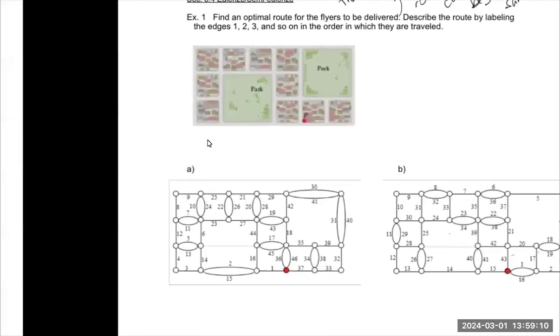So what I do, like I said, is put a vertex at every place where, if someone were walking around, they have a choice to go left or right. I am putting vertices around the outside of this park because, like I said, we're going to be traveling around the outside of the park.